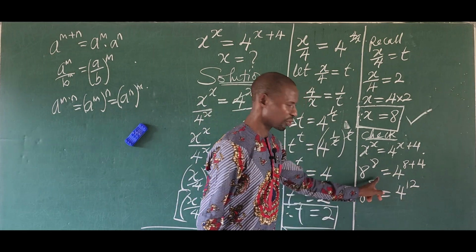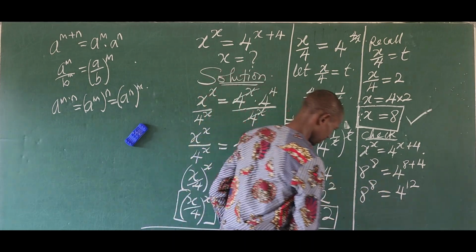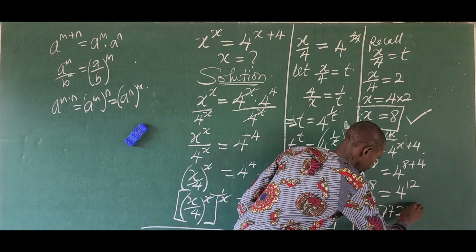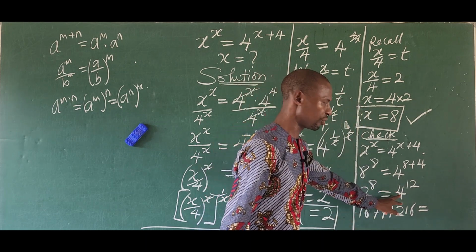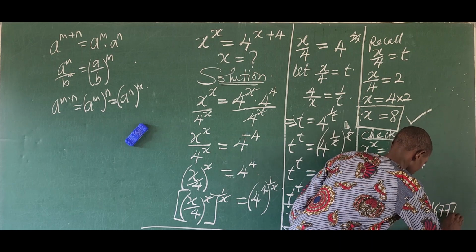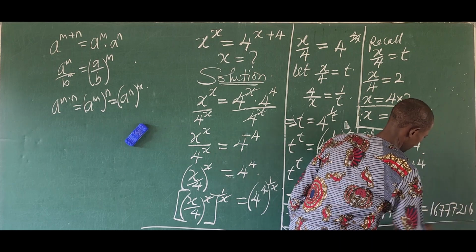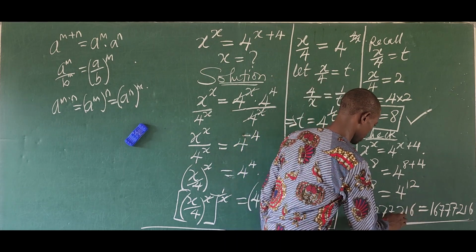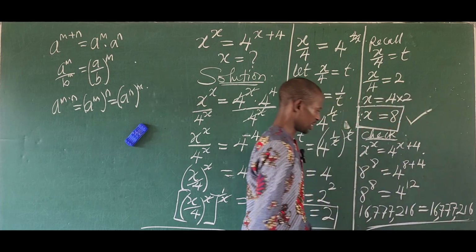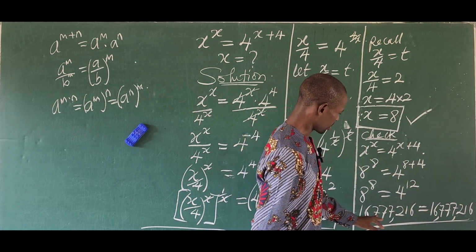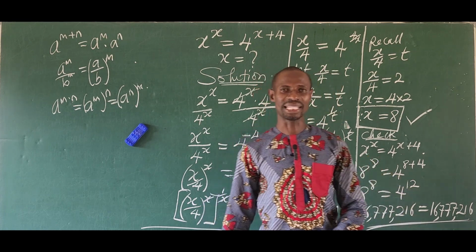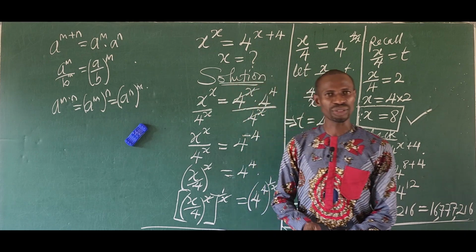If you compute 8 to the power of 8, what will that give you? This is going to give you 16,777,216. And again, if you compute 4 to the power of 12, this will also give you 16,777,216. It's a large figure. And so this shows that the answer we solved for, which is x equal to 8, actually satisfies the original equation.